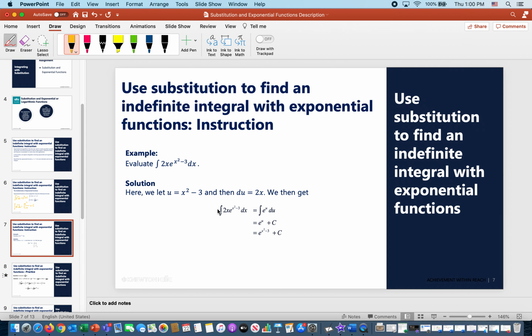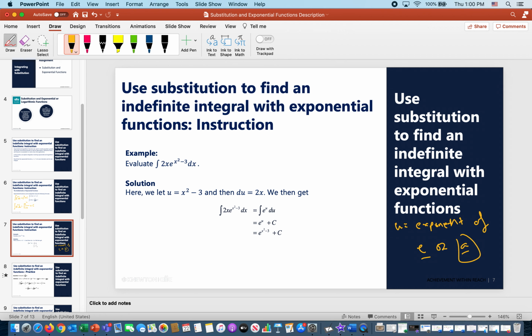So let's take a look at this problem here. We've got the integral of 2x e to the x squared minus 3. Again, we talked about it a couple of videos ago, where we wanted to give you a hint as to what u should equal, right? So in this case, u is pretty standard. u is going to equal the exponent of e or a, whatever the case may be, whether we have e or some other constant. And we'll look at an example of this one in just a minute.